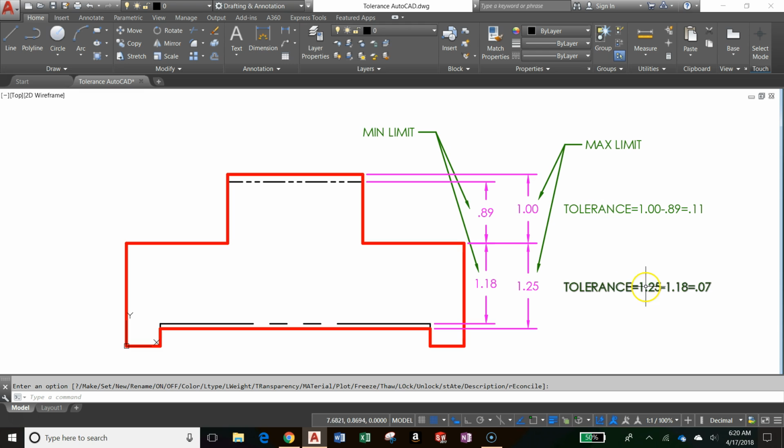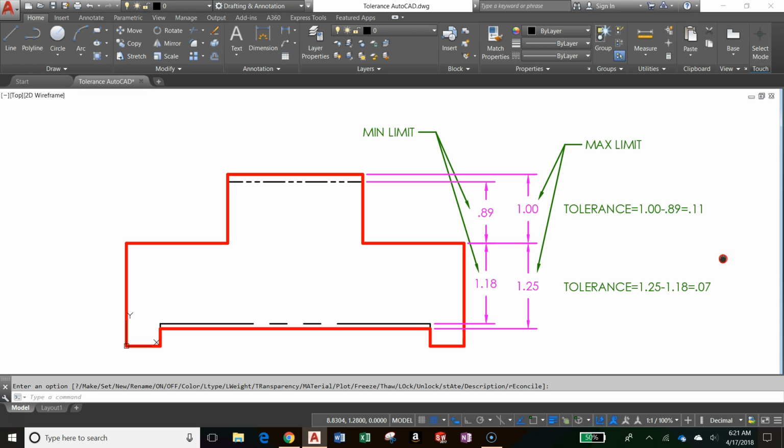And then for the bottom dimension, our tolerance would be 1.25, or 1 and 250 thousandths, minus 1.18, or 1 and 180 thousandths. That's going to be equal to 70 thousandths, or 7 hundredths, or 0.07, however you want to say it. This is the tolerance value.